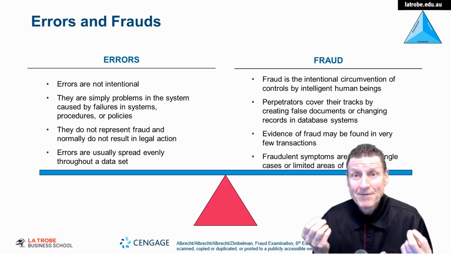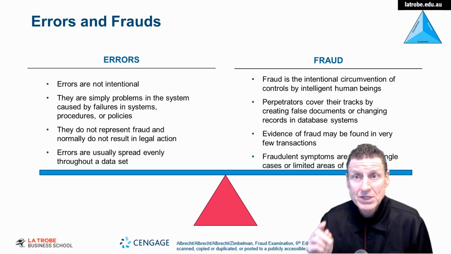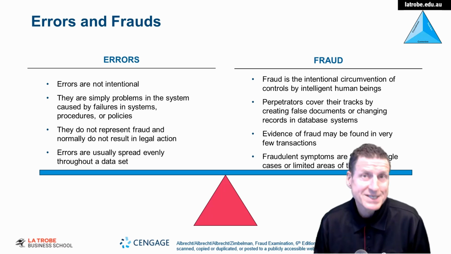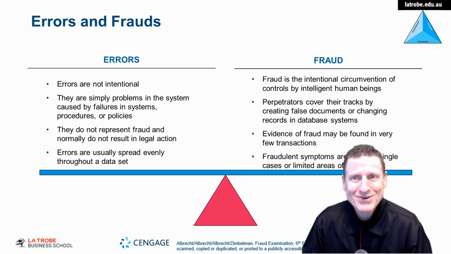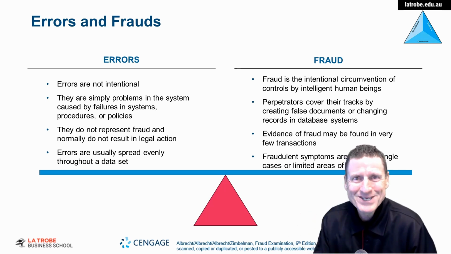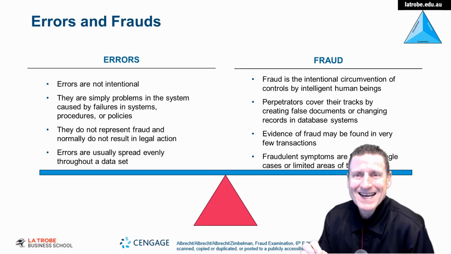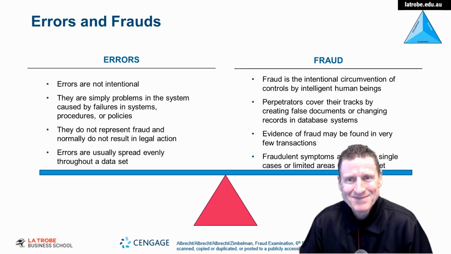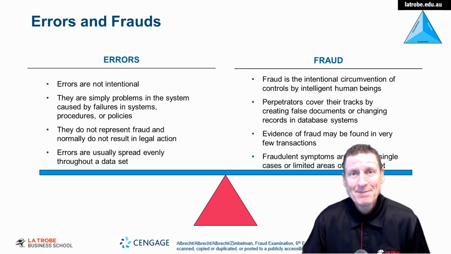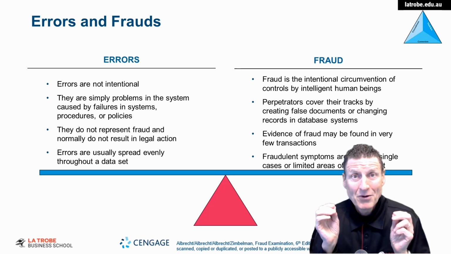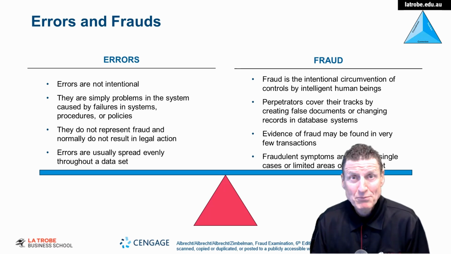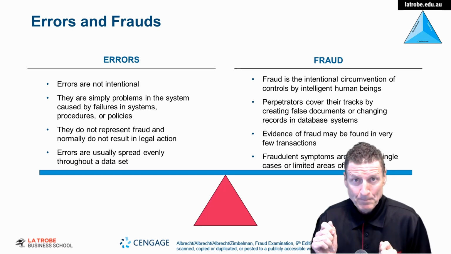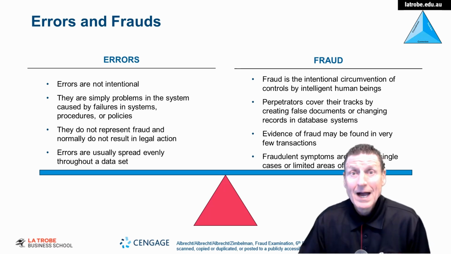All right. So fraud is the intentional circumvention of controls by intelligent human beings. Yes, perpetrators cover their tracks by creating false documents or changing records in data systems, and lots of things can happen. So get this, all right? You've got your symptoms, but sometimes symptoms represent errors and not fraud.